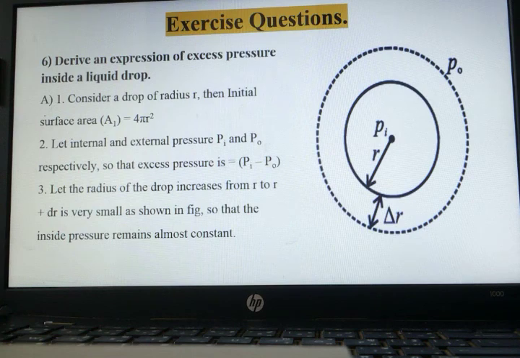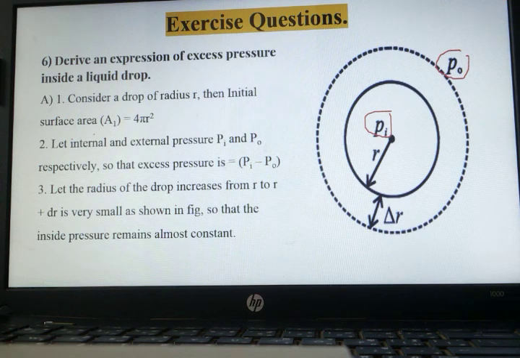Next one, this is a derivation which you have already studied. Derive an expression for the excess pressure inside the liquid drop. This is a liquid drop. Pi, the pressure inside, is more than P0. Consider a drop of radius R.